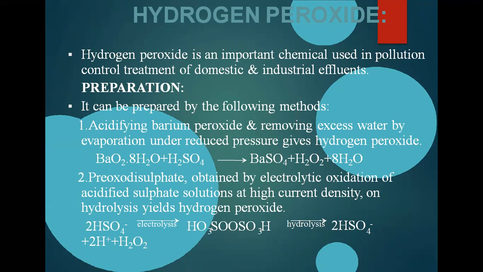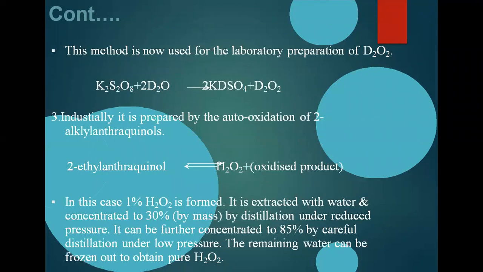Peroxodisulfate obtained by electrolytic oxidation of acidified sulfate solution at high current density yields hydrogen peroxide on hydrolysis. 2HSO4 negative, after electrolysis, will form HO3SOOSO3H. After that, we mix it with water, which means hydrolysis, and at that time we will get two molecules of HSO4 negative, 2H positive, and H2O2.